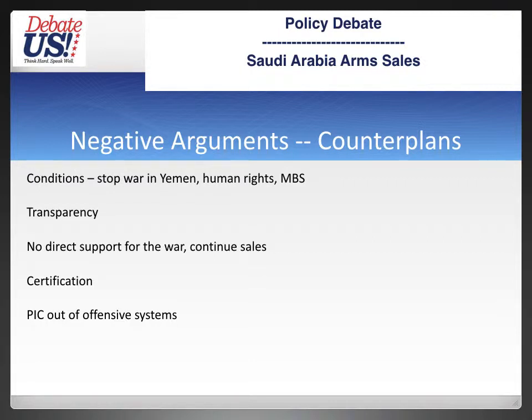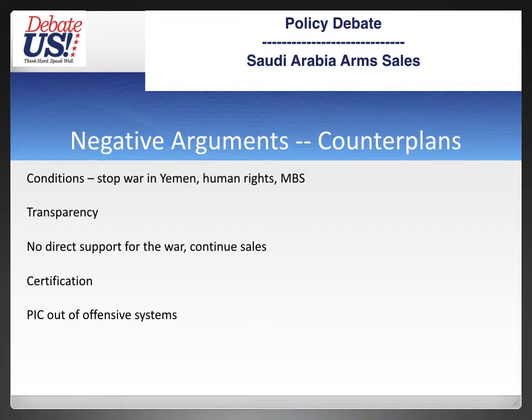There's really good evidence that since he wants to sell weapons to Saudi Arabia, he'll just certify the sales. So I think the first conditions counterplan is really good. I don't think that the next three counterplans are very good at all. And I do think that the last one, however, pick out of offensive weapon systems, which I could have phrased a little bit differently.